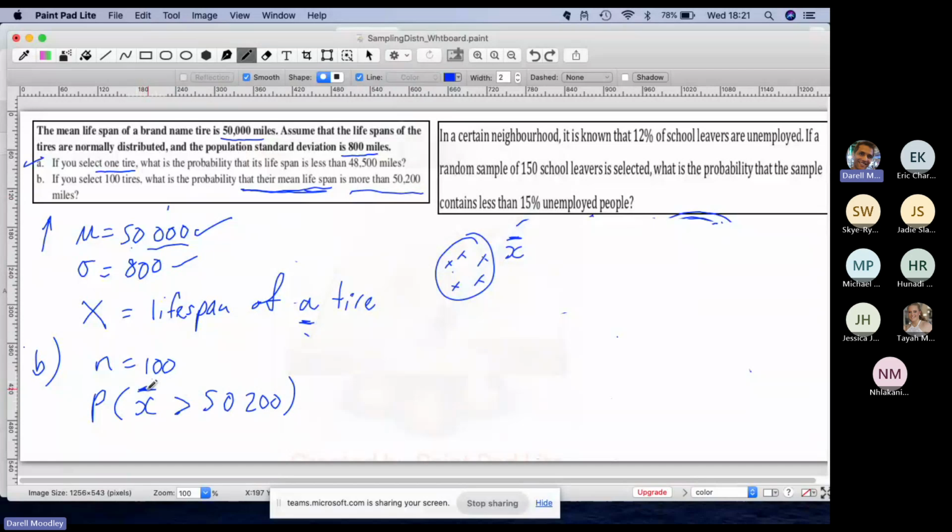Okay, does everyone understand this question, how I've written it? Does it make sense to you what they're asking in question B and how I've written it in terms of probability?